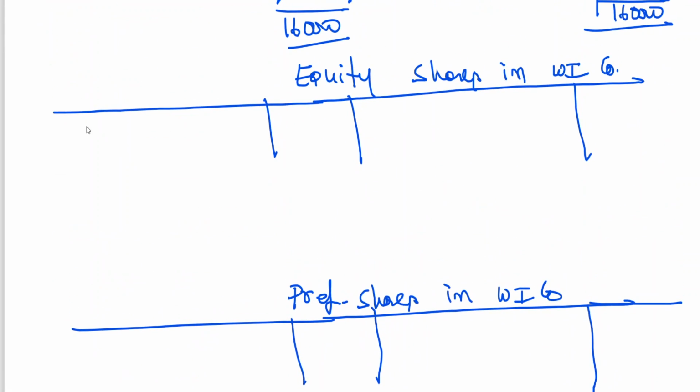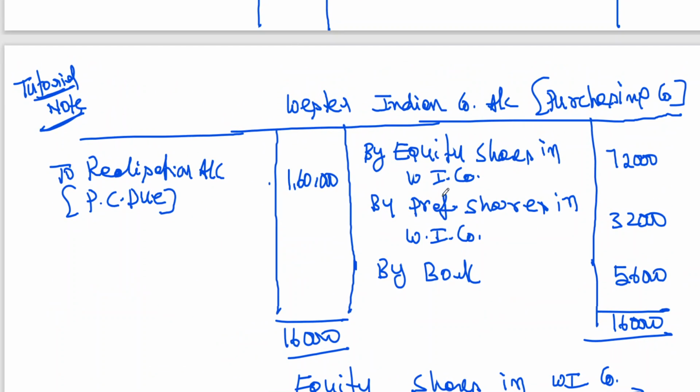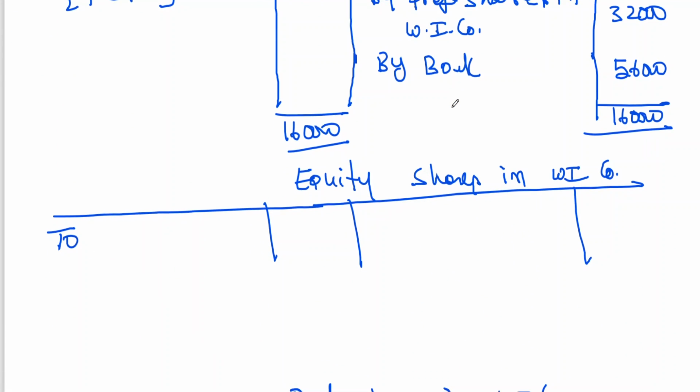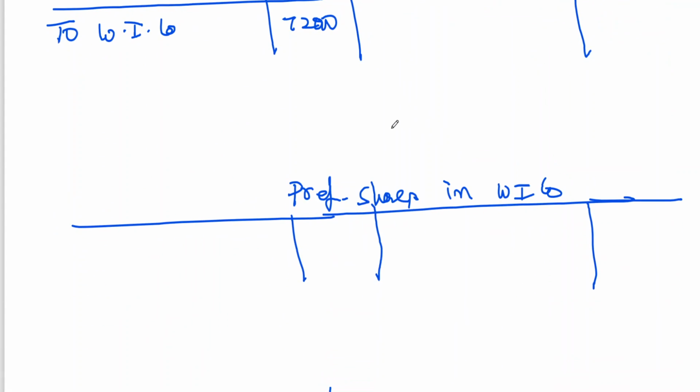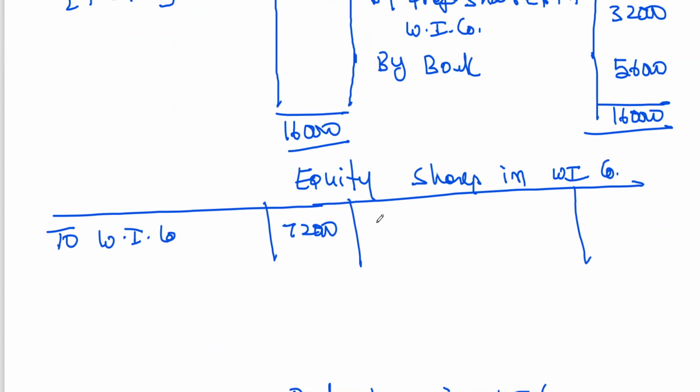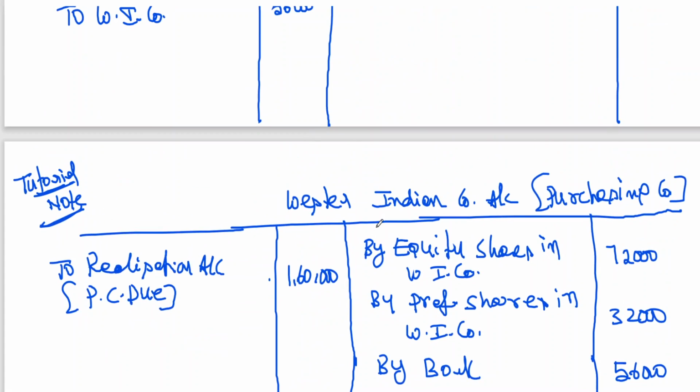I have also opened equity shares in Western Indian Company. Here you can see the entry we learned today. Equity shares in Western Indian Company to Western Indian Company: 72,000. What is the value of shares? 72,000. Similarly to Western Indian Company 32,000. Are you following, all of you? It's nothing but how we got shares because of purchase consideration. Now these shares have to be transferred to whom? Partners capital.